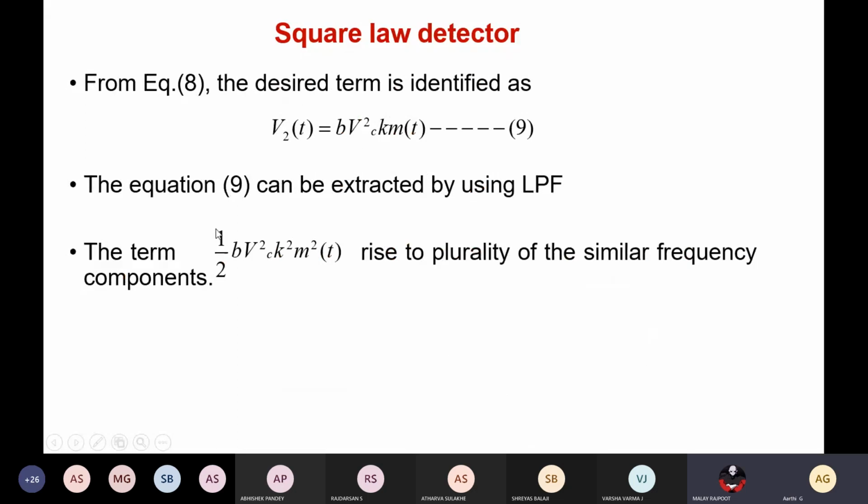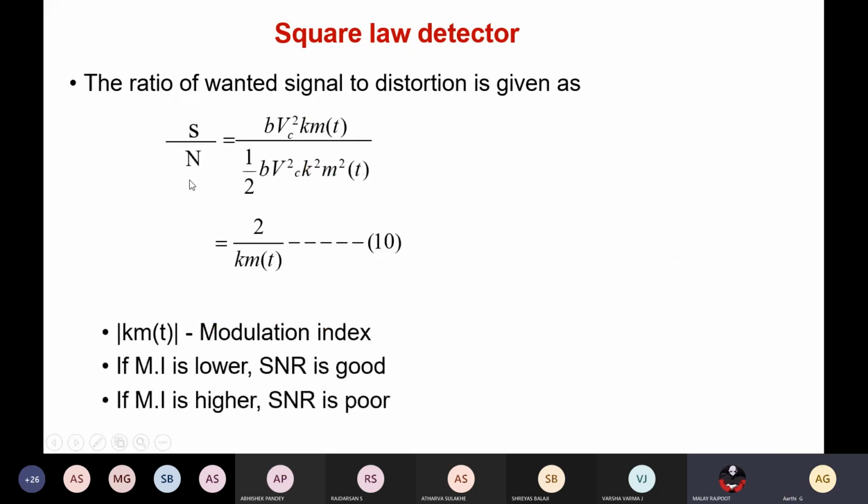The term half b Vc square k square m square of t is the unwanted component. We are having the m square term, so we calculate the signal to noise ratio. We are taking this m square of t term as the unwanted term or the noise term. The ratio of wanted signal to the distortion is given by SNR, signal to noise. Noise is taken as a distorted waveform, distorted signal, which is 1 by 2 b into Vc square k square m square of t. So this fifth term we take as the noise.